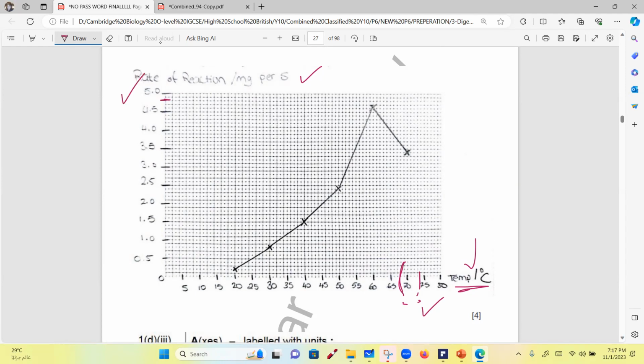And the plotting was done with x's, very good. And a ruler was used to join the center of the x's, correct. Always use the ruler. The ruler will make things very easy. So this graph will take a 4 out of a 4.